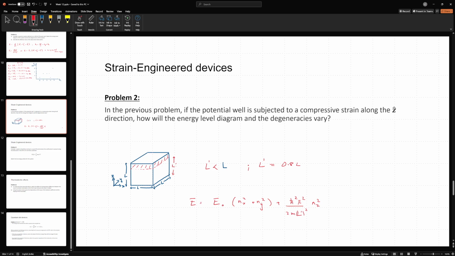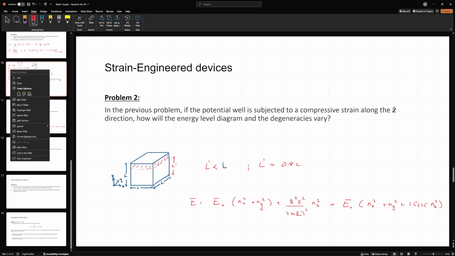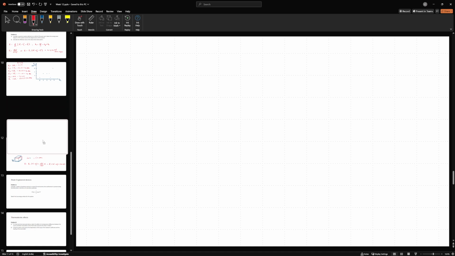Oh, 5625, not 375. So yeah, so sure. So now this is actually going to be equal to E naught into nx squared plus ny squared plus 1.5625 nz squared. Okay. So now this will cause all kinds of problems as you are about to see. So let me now pop out a new slide.